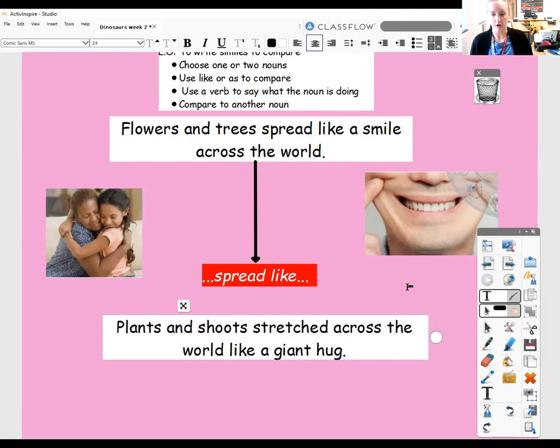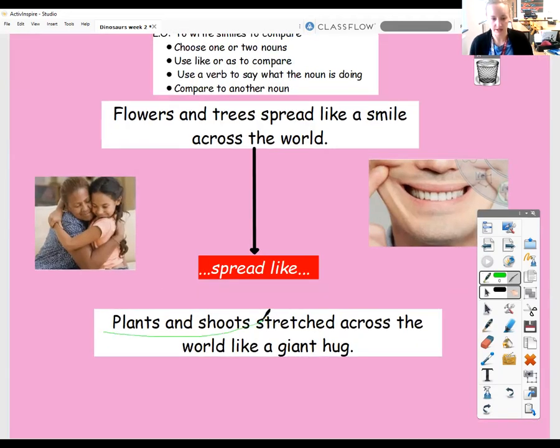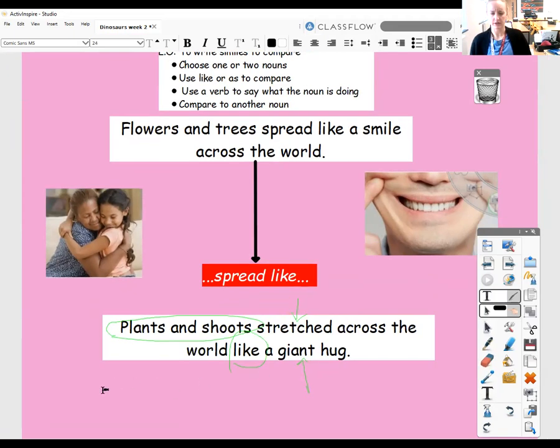So here I've got plants and shoots. These are my objects, my nouns. What they are doing, the verb, is stretched. They've stretched across the world. And then I've compared it to a giant hug. I'm going to do one more of those, and then I want you to have a little go. Are you ready?